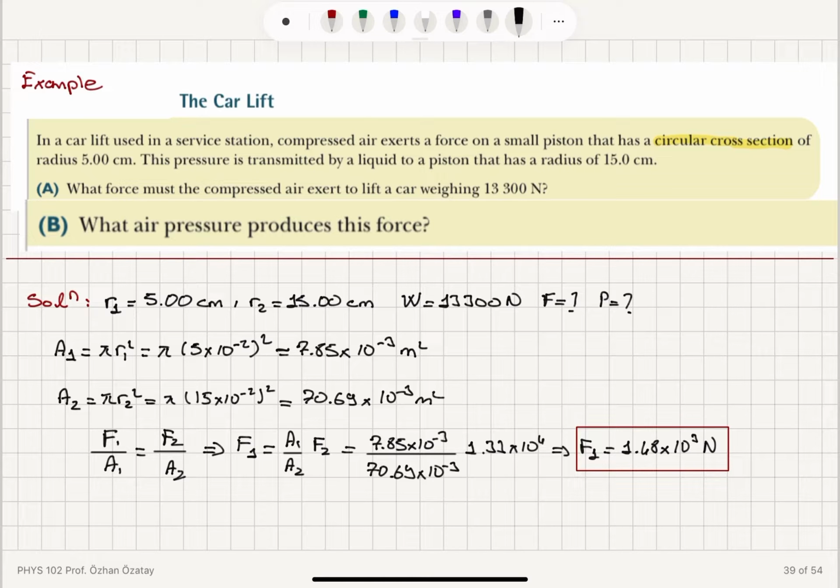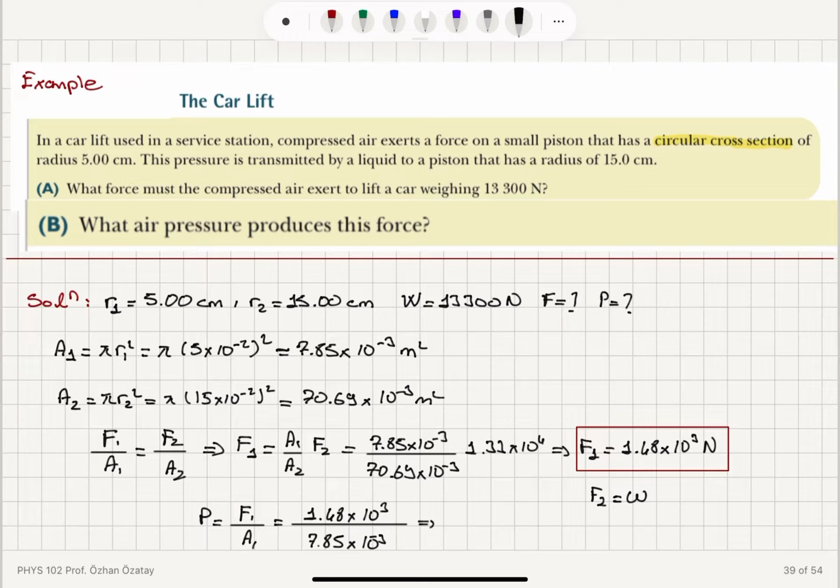Okay, so basically we note here that what we call F2 is W, the weight of the car. Now what air pressure produces this force? The pressure is F1 divided by A1, so this will be equal to the force that we have calculated, 1.48 times 10 to the 3 newtons, divided by 7.85 times 10 to the minus 3 meters squared.